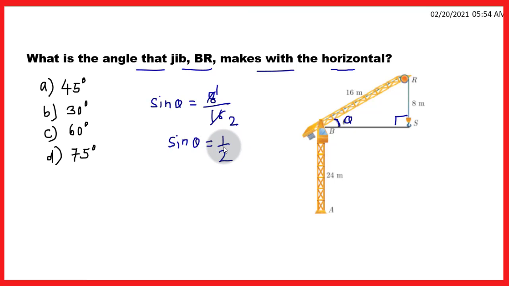And so sine theta is 1/2, but sine 30 is 1/2. So theta must be equal to 30 degrees, and therefore the B option is the correct option, that theta is equal to 30 degrees.